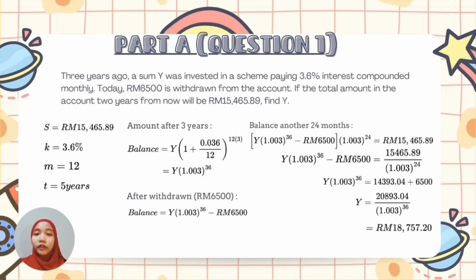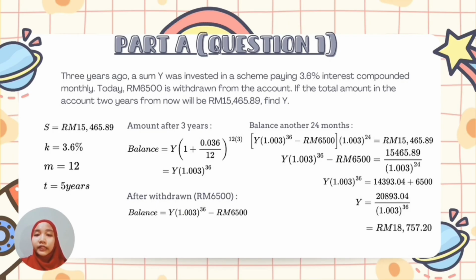To find the amount after 3 years, I use the compound interest formula. Balance equals Y times (1 plus 0.036 divided by 12) to the power of 12 times 3. So, the amount after 3 years is Y multiplied by (1.003) to the power of 36. Today, 6,500 ringgit is withdrawn. So, the balance becomes Y multiplied by (1.003) to the power of 36 minus 6,500.